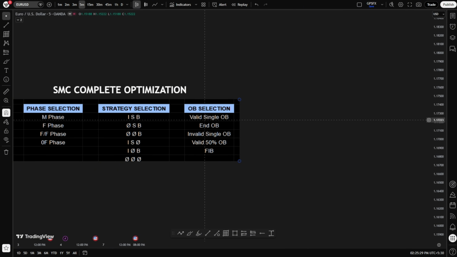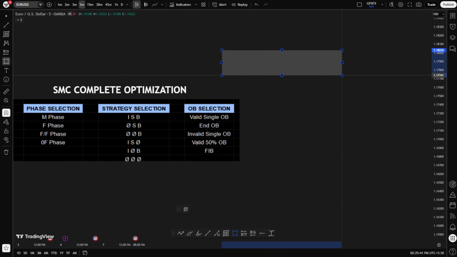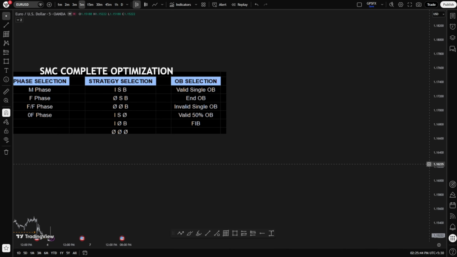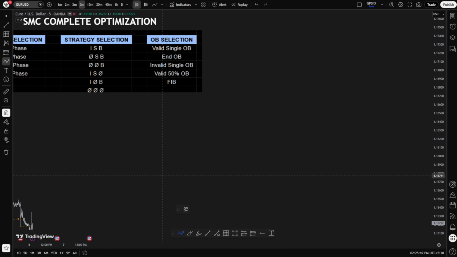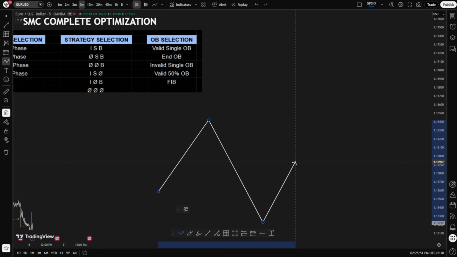So what do I mean by valid single OB, end OB, and all these things? If you guys have been following our channel for some time, you already know that I only use 2 order blocks, right? The 50% order block and the extreme order block. I have also mentioned all these things in the free course, but I will still explain this once again so you guys can understand this.